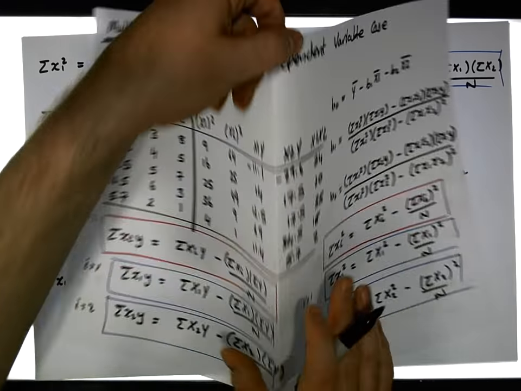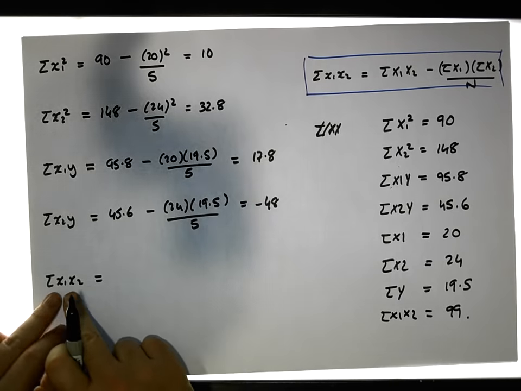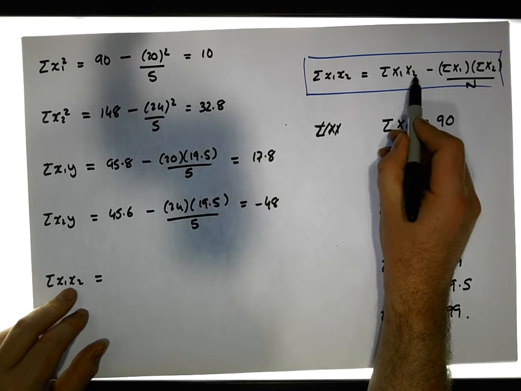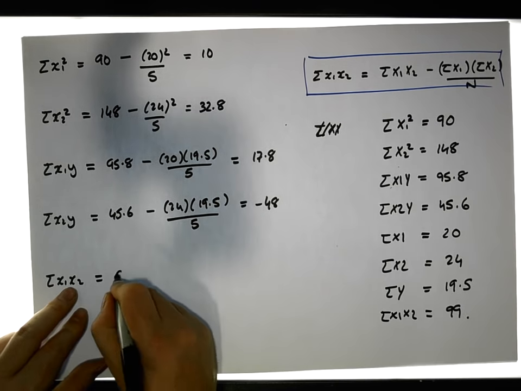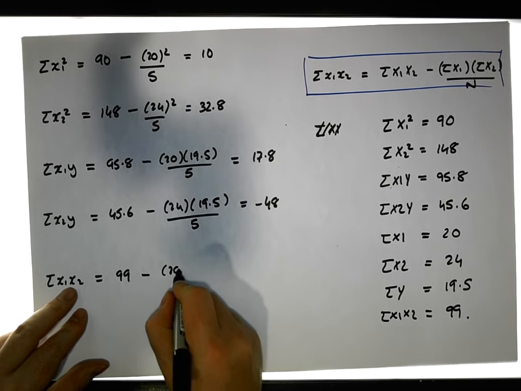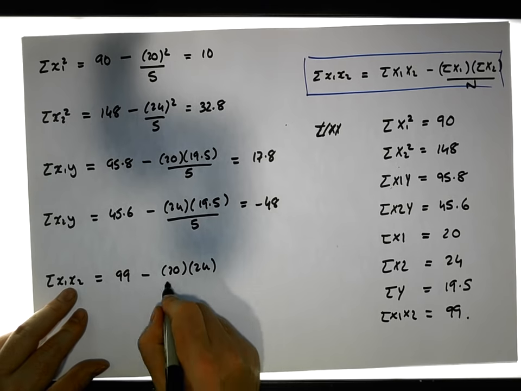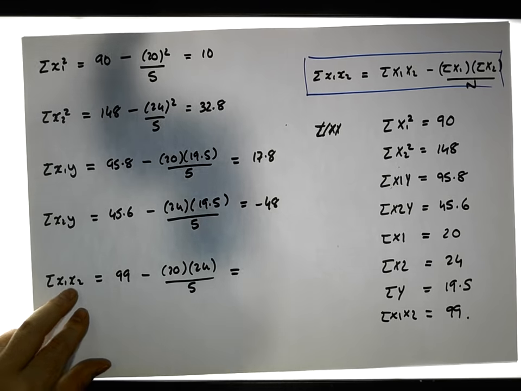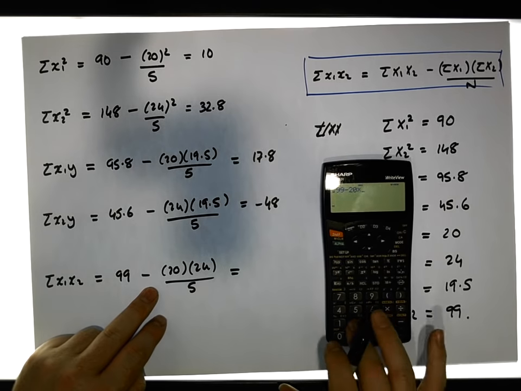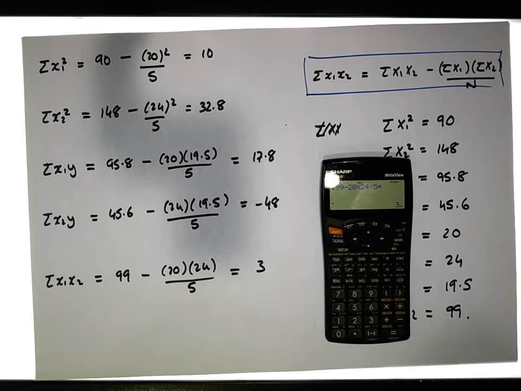Continuing on, the sum of the small x1x2s is the cross product of the x1 and x2 variables, which is 99, minus the sum of the x1s, which is 20, times the sum of the x2s, which is 24, divided by 5. So 99 minus 20 times 24 divided by 5 gives us a value of 3. Now we're good to go.